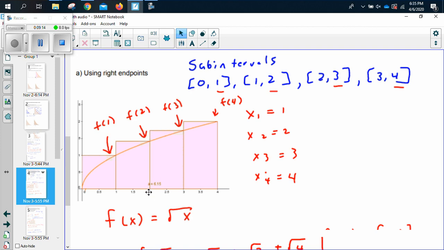The height of this rectangle is going to be f of 2. The height of this rectangle will be f of 3. The height of this rectangle will be f of 4. And so these are my x's. I'm using the 1, the 2, the 3, and the 4.